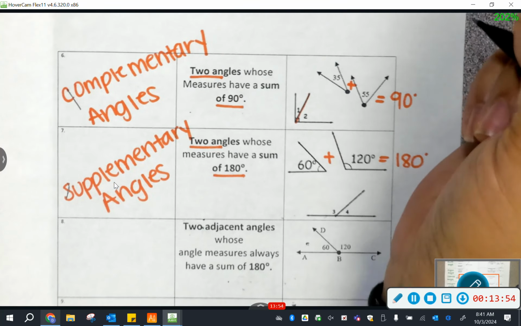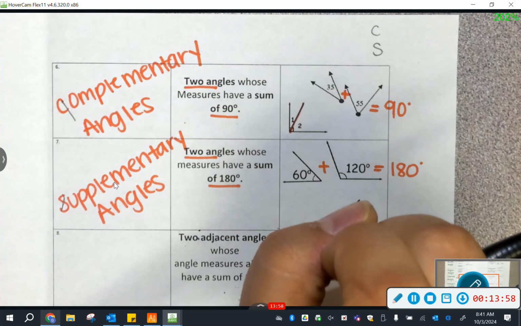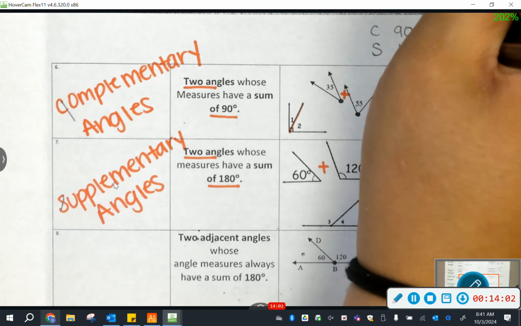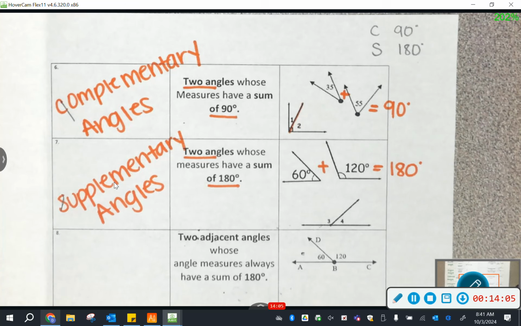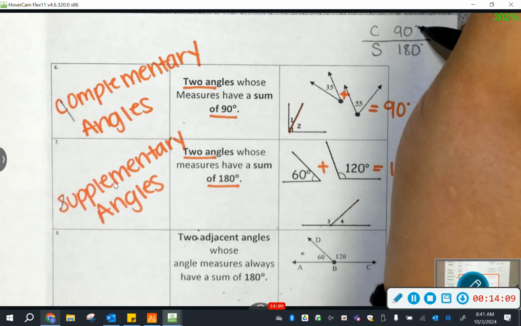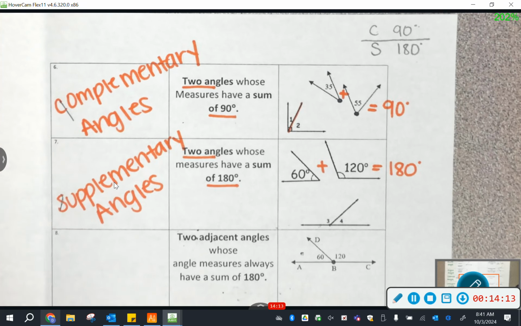I was also taught when I was in school, C comes before S in the alphabet, right? So 90 and then 180. 90 comes before 180. So that's another way to remember it: C comes first in the alphabet, 90 comes first for numbers. Whichever way makes sense for you.